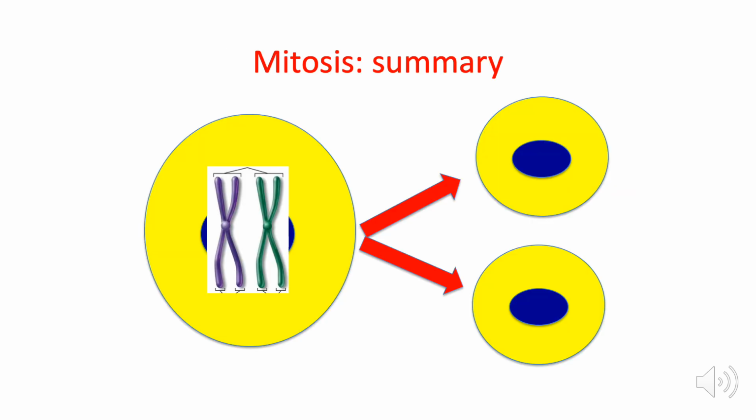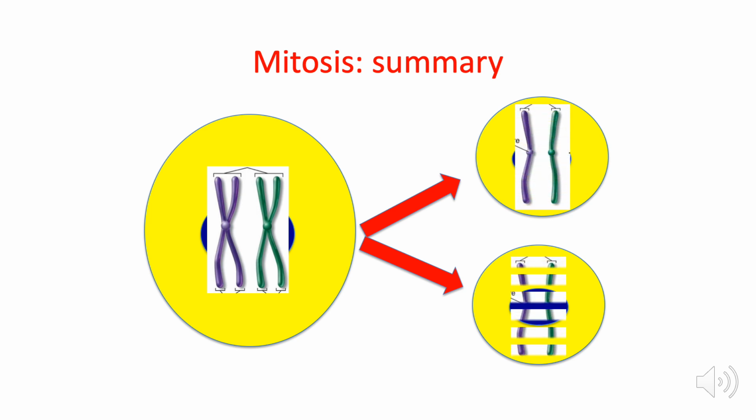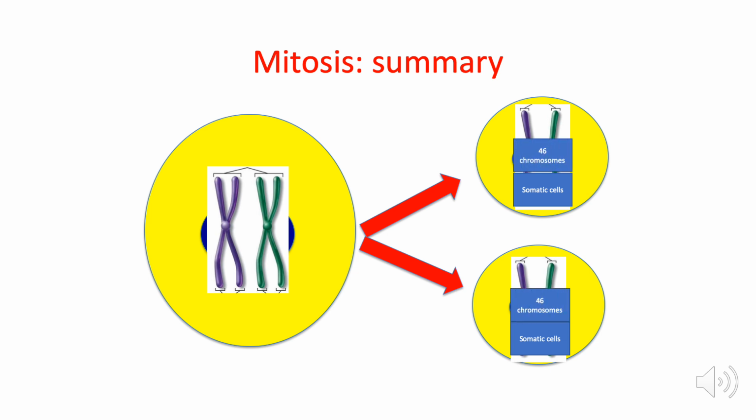Let's have a summary of mitosis. Mitosis is the cellular division of somatic cells. Somatic cells are described to be diploid, meaning they have a total of 46 chromosomes. Mitosis will result in the production of two daughter cells with the same copies of chromosomes as the parent cell or the mother cell. Somatic cells, 46 chromosomes, diploid.